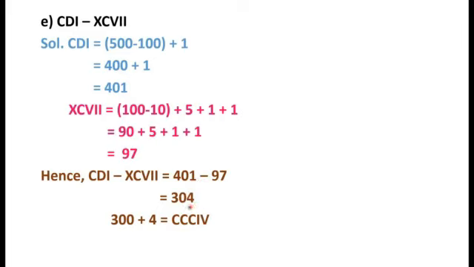Okay, so 304 again we have to convert into Roman numerals. So when we change this into expanded form, it will be 300 plus 4. For 300 we can write 3 times C, C plus C plus C, that is 100 plus 100 plus 100. And for 4 we can write 5 minus 1, that is IV. Okay, 1 will be subtracted from 5, then it will come 4, that is written as IV. All right. So children, our answer for CDI minus XCVII equals CCCIV.